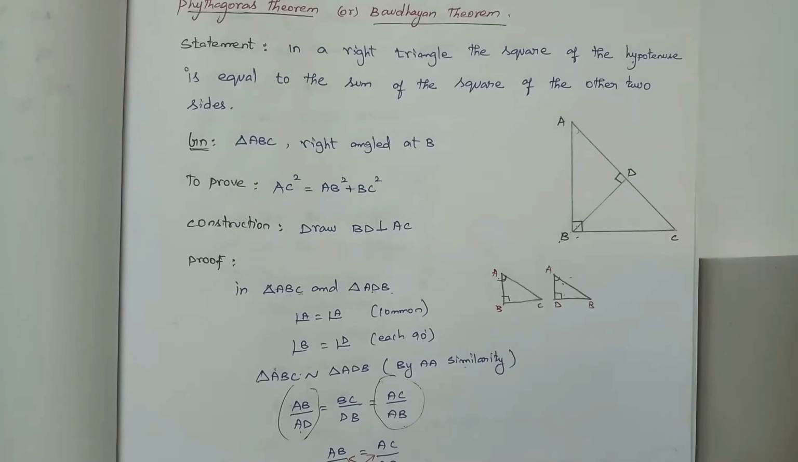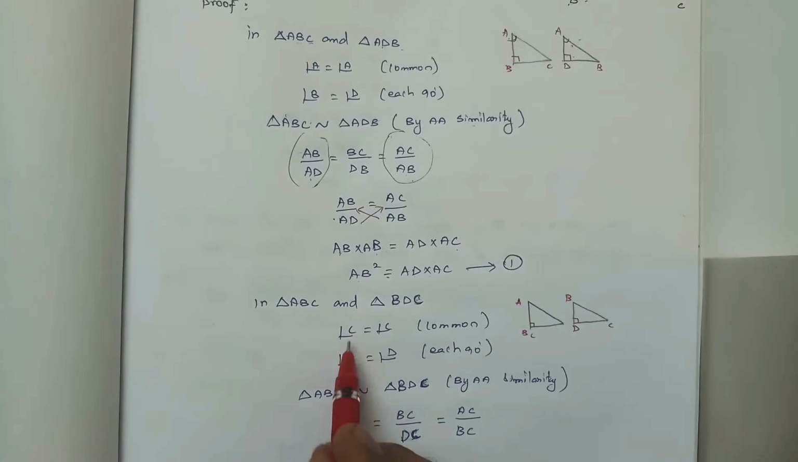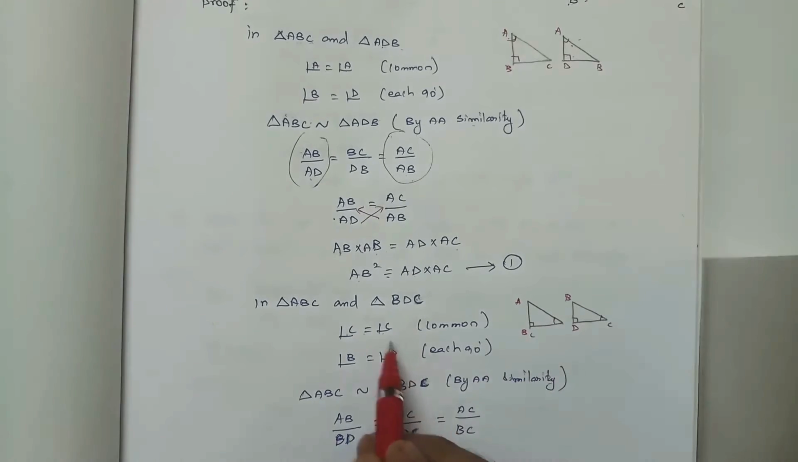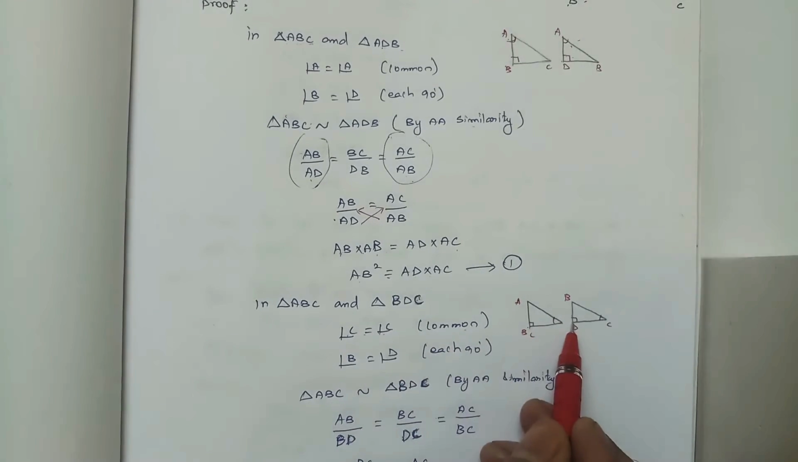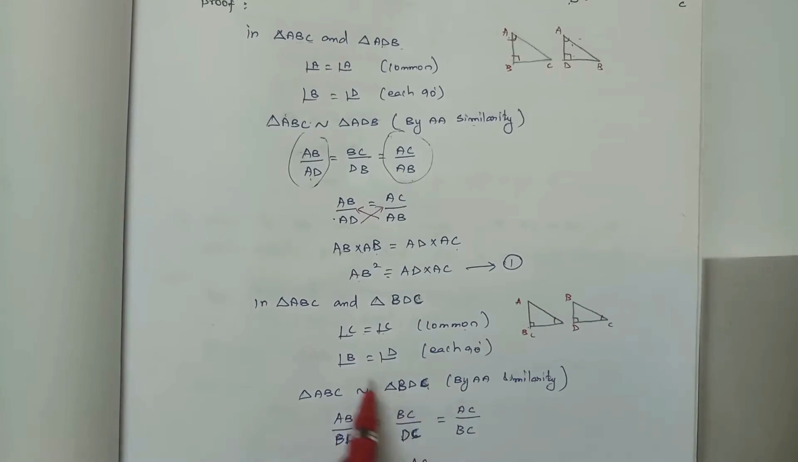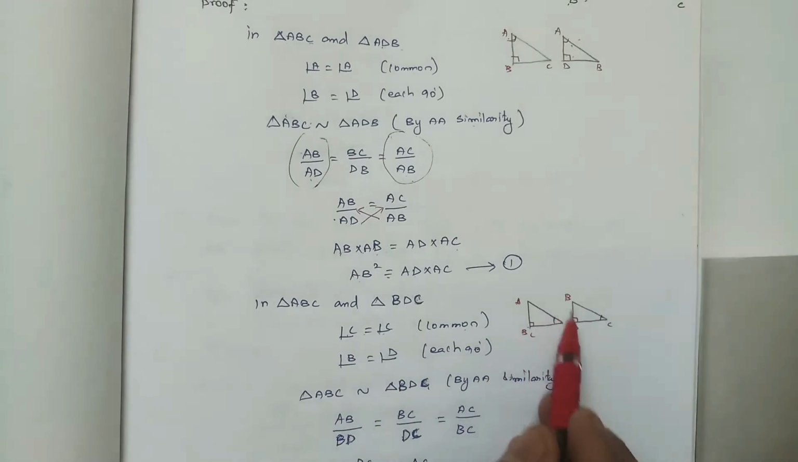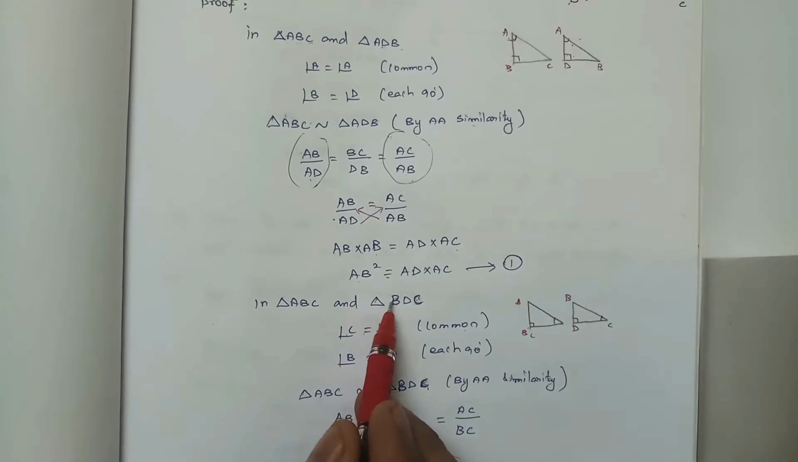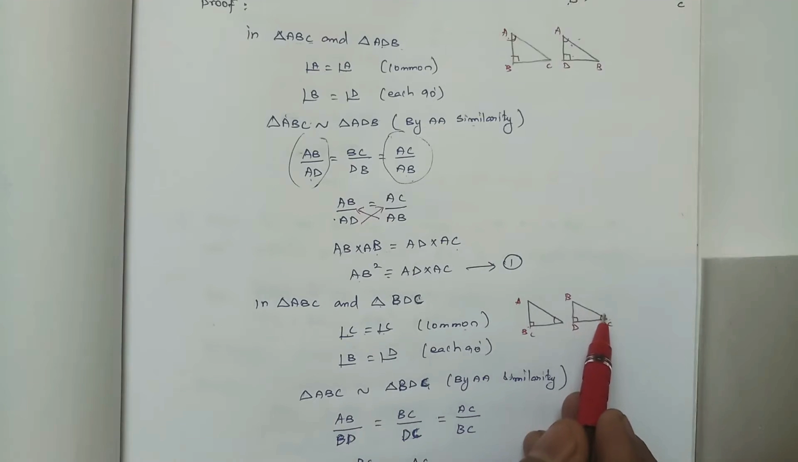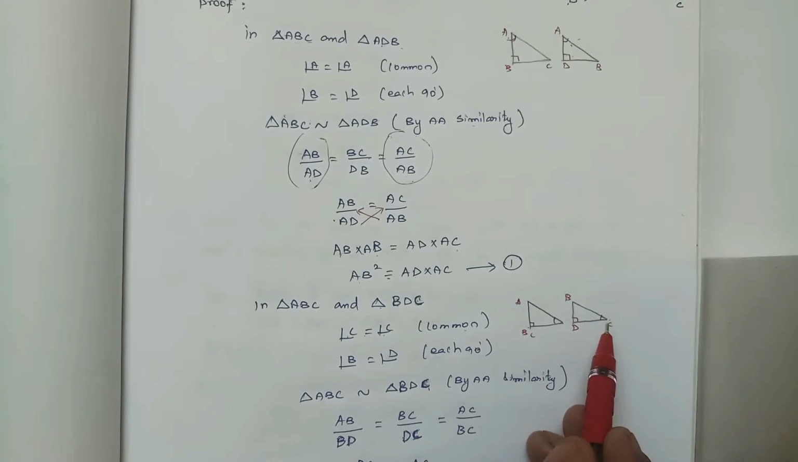So angle C is equal to angle C. These two angles are common. Angle B is equal to angle D, each 90 degrees. So by AA similarity, these two triangles are similar. Which two triangles? Triangle ABC and triangle BDC. While you are taking triangle BDC, you have to take it in this order. Suppose you take CDB, then you won't get the correct answer.